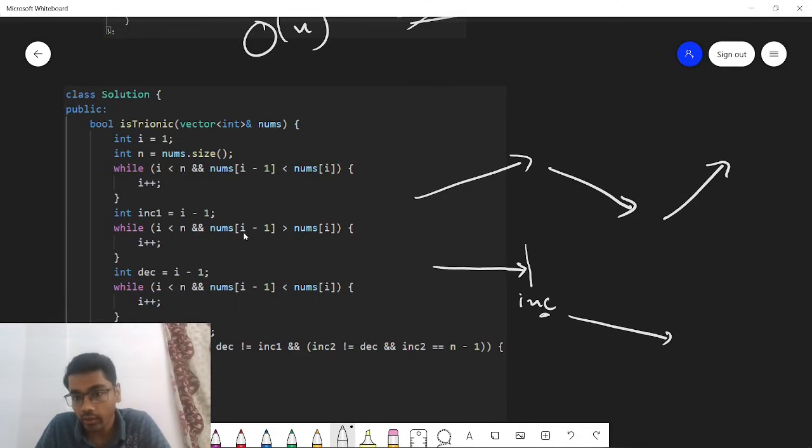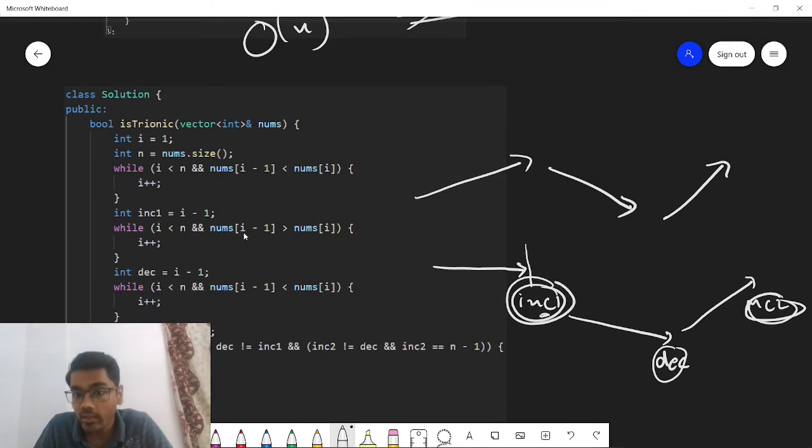Till this point we will say, okay, this is where we get the strictly decreasing part. Then again from here we will continue our iteration and check till where we get the strictly increasing part. We will mark, okay, till this point we get the strictly increasing part. So this will be the second strictly increasing part, and this will be the first strictly increasing part.